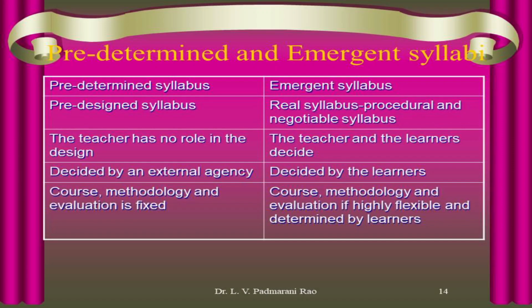The third distinction is that the predetermined syllabus is decided by an external agency, whereas the emergent syllabus is decided by the learners themselves. The course methodology and evaluation are fixed in a predetermined syllabus, whereas in the emergent syllabus they are fixed by the learners and not by external agencies. In a predetermined syllabus, the learners are passive and it is a teacher-centric syllabus. Whereas in an emergent syllabus, learners are very active, participative, and determine classroom proceedings. It is actually a learner-based and learner-centric syllabus.